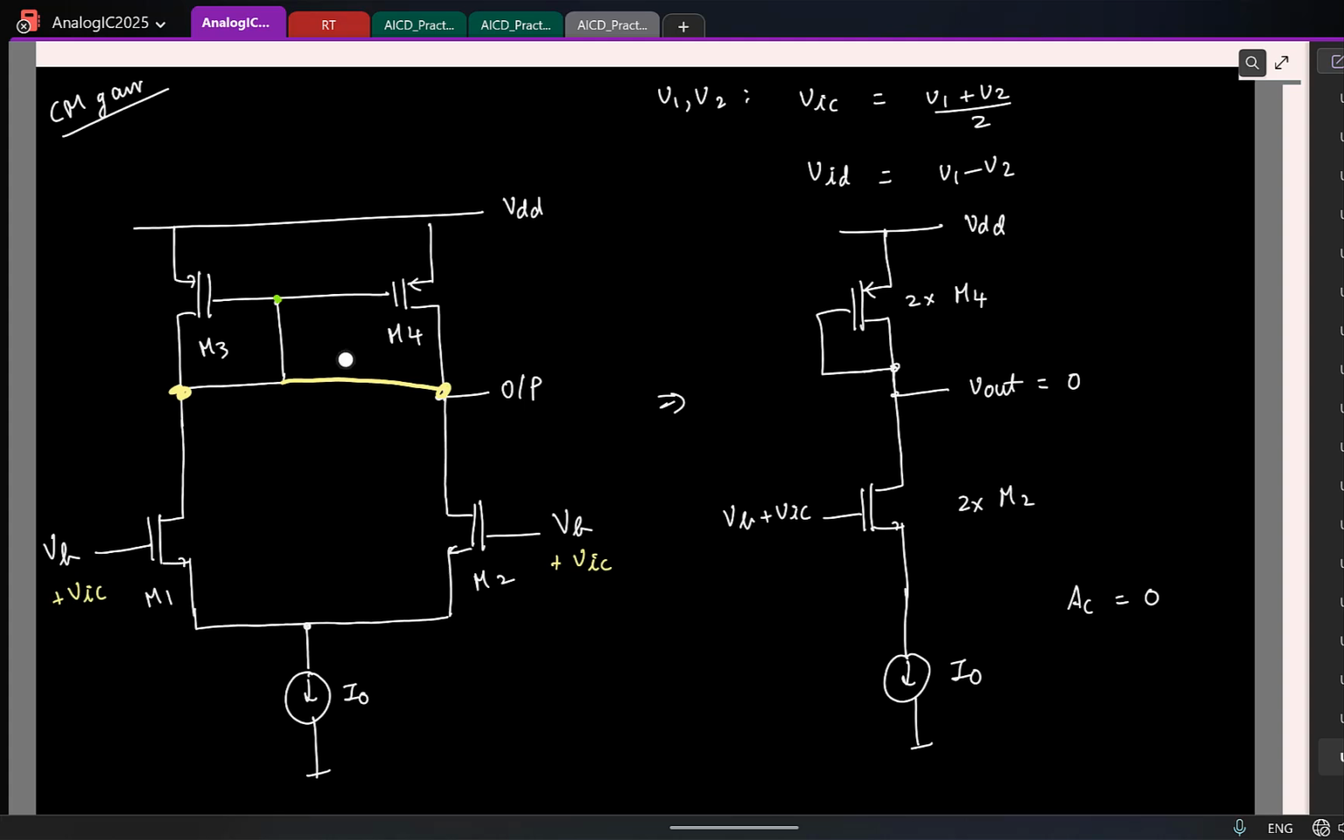Is the argument clear? As long as I have an ideal current source keeping the current constant, none of the voltages here will change, even though you change this voltage. But what will change in the circuit to keep the current constant? This source voltage, let us say it was earlier some Vs. If I increase the gate by VIC, this will also increase by VIC. That's the only change that will happen.